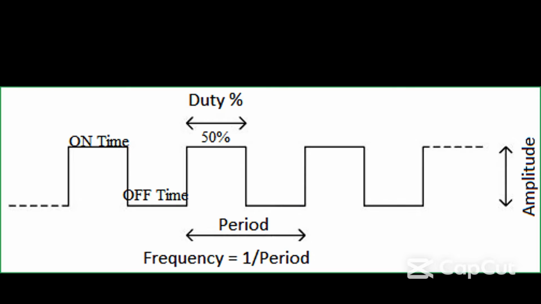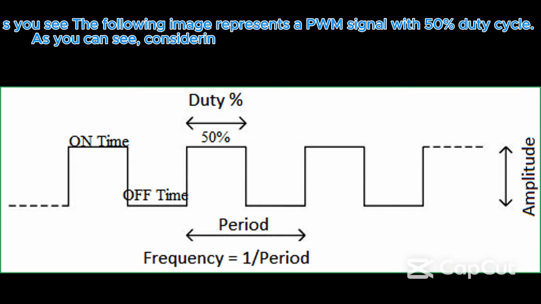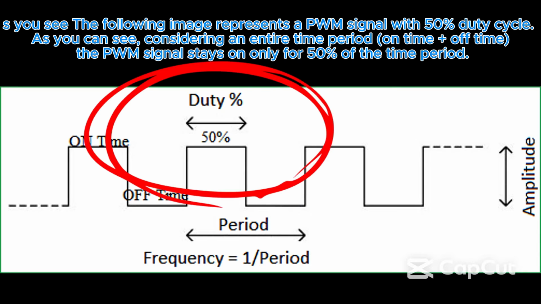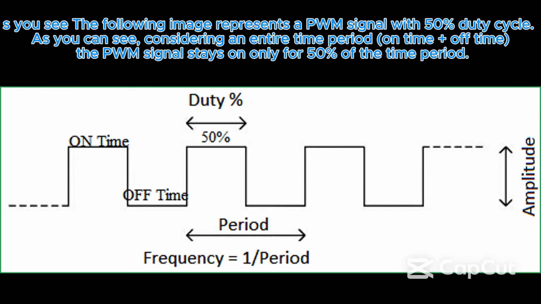As you see, the following image represents a PWM signal with 50% duty cycle. As you can see, considering an entire time period, on time plus off time, the PWM signal stays on only for 50% of the time period.